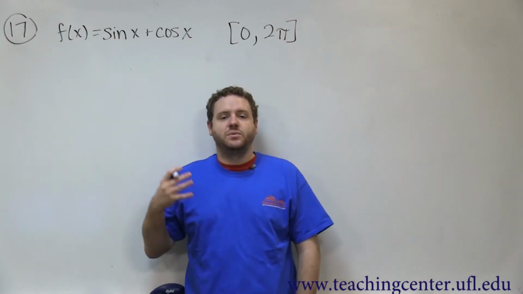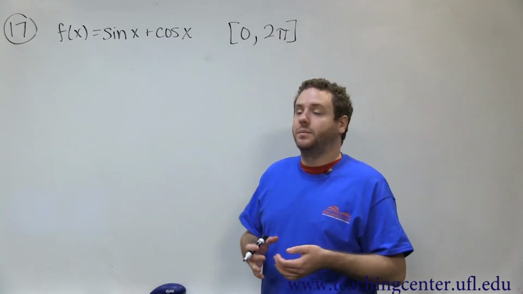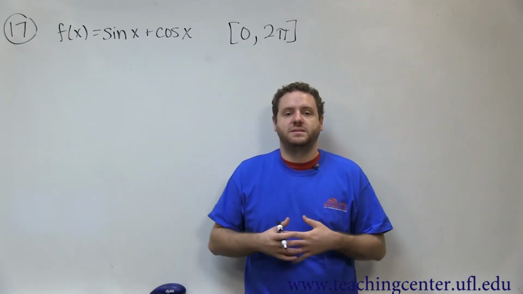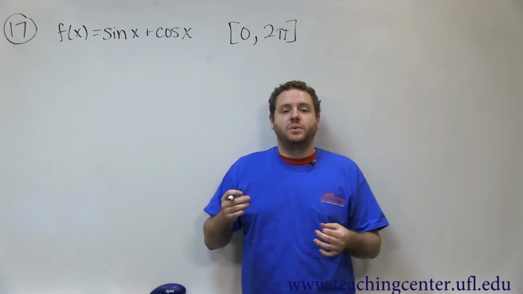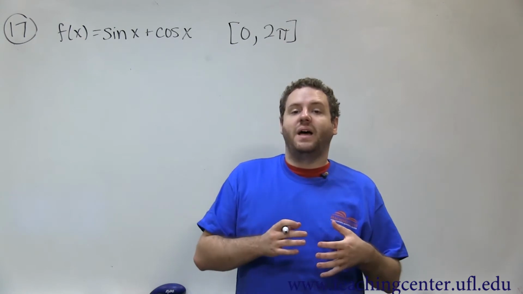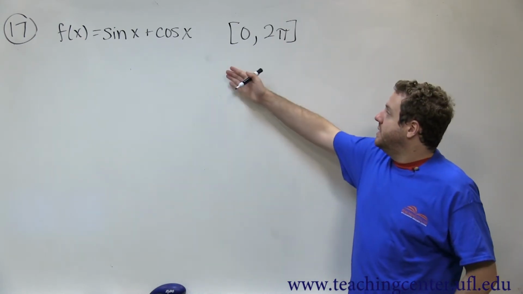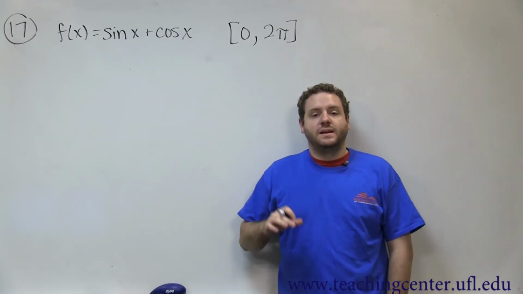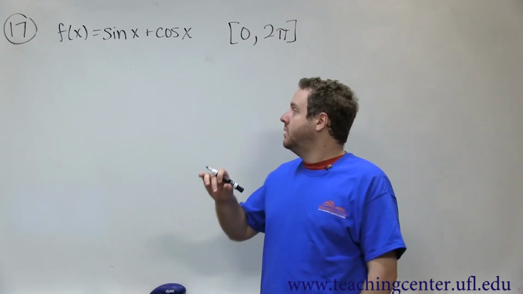In problem number 17, we're using Rolle's theorem, which is just a specific case of the mean value theorem. Remember, in the last problem we did the mean value theorem, which states that if you have a function that's continuous, then for the slope between any two points, you must have a point within that interval where the derivative has the same slope. Rolle's theorem is exactly the same thing as the mean value theorem, except we know that the slope is 0.